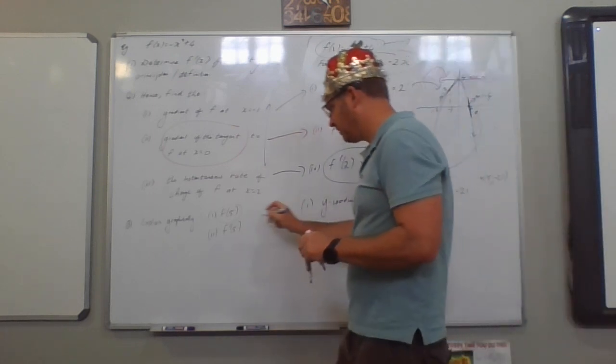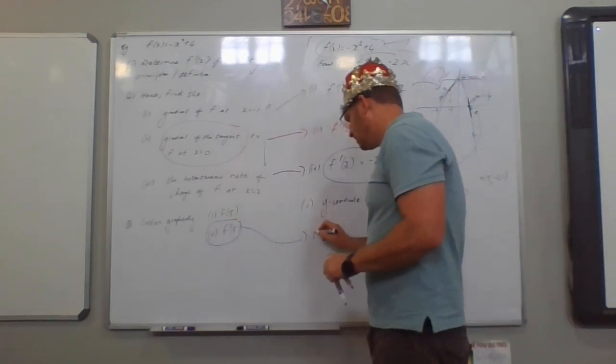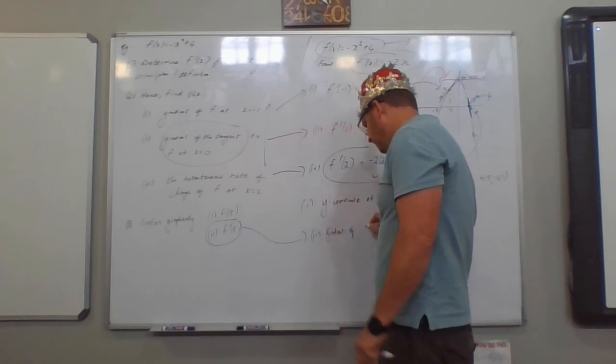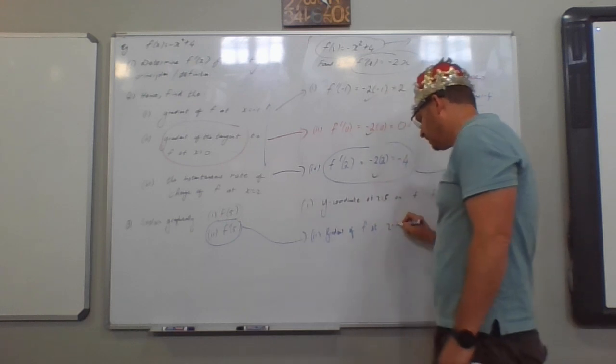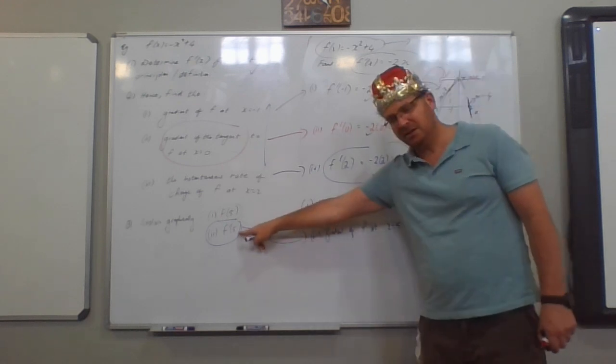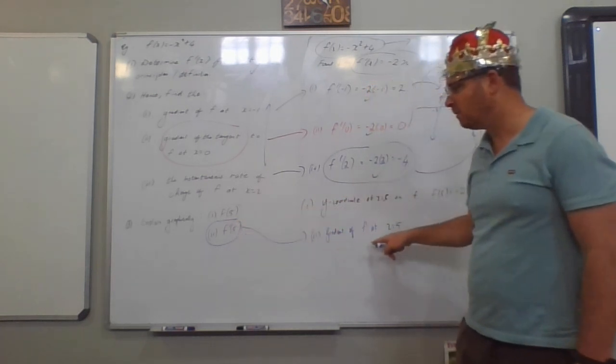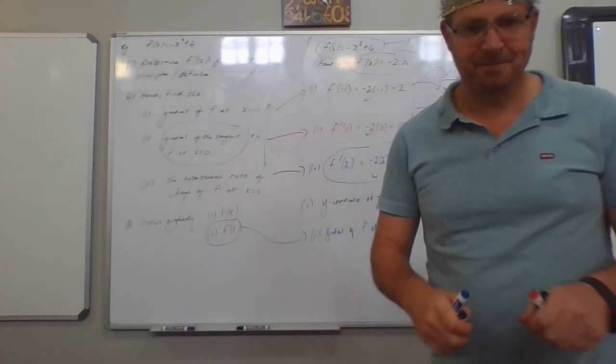It means the y coordinate at x is equal to 5 on f. And what does f dash of 5 mean graphically? Well, f dash of 5 means the gradient of f at x is equal to 5. You've got to know that notation, what that means. That means the gradient of the tangent to f at x is equal to 5, or the instantaneous rate of change there. Okay.